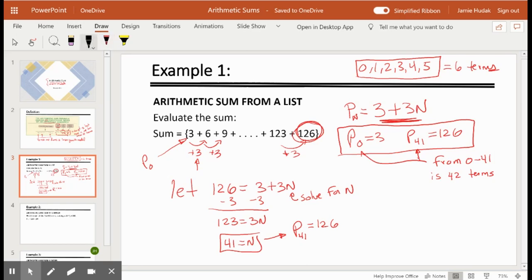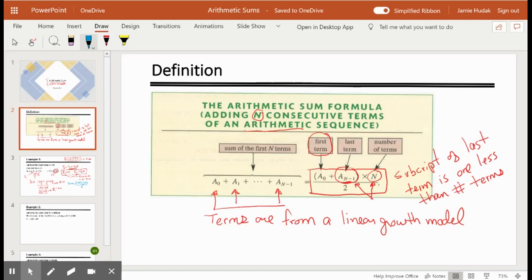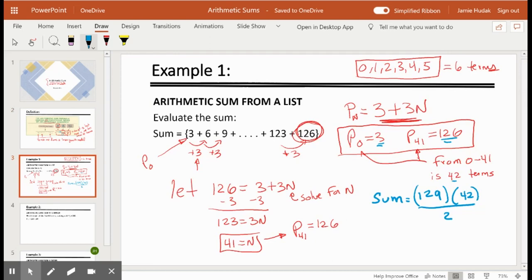So now our formula says that the sum is equal to the first term added to the last term. 3 plus 126 is 129. Multiply that by the number of terms, 42, and divide everything by 2. Again, let's look back at the formula. First term, last term are added, number of terms, and everything divided by 2. So after we work this out, we get 2,709.